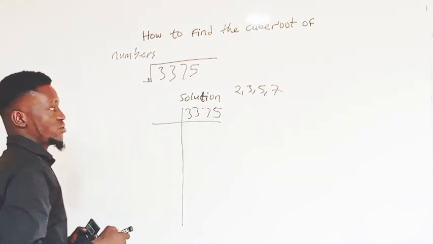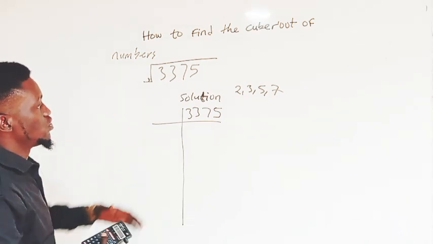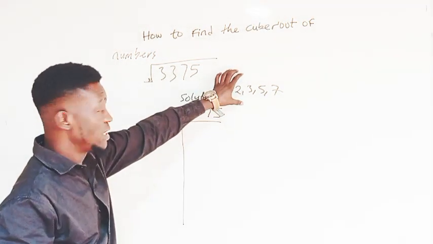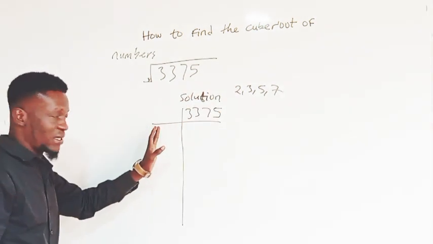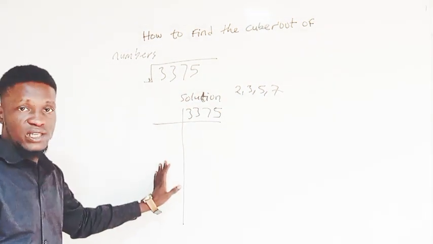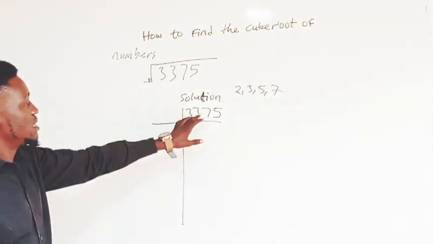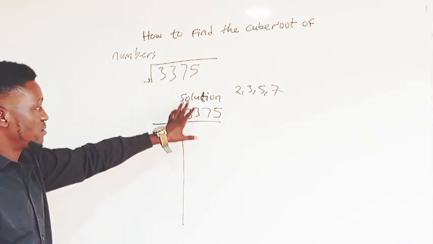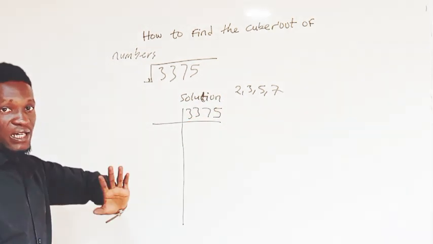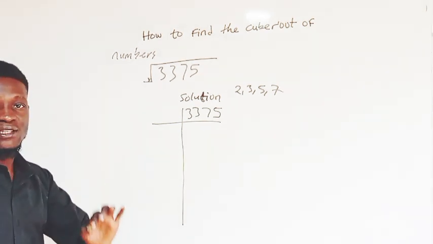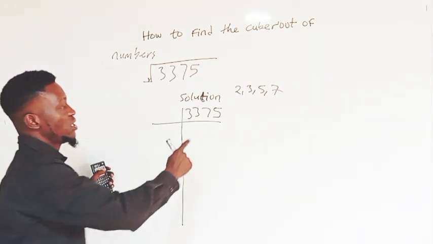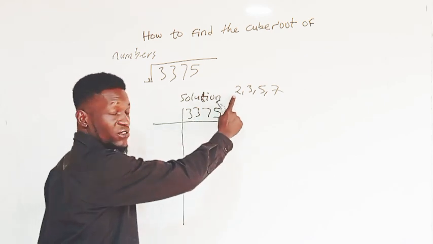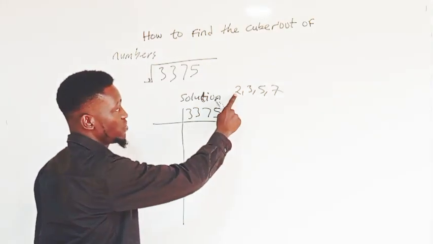The next step is to use these prime numbers, writing them on this side of the table, if the number can be divided by them without a remainder. Always start from the smallest number. For 3,375, you have to start from the smallest number.